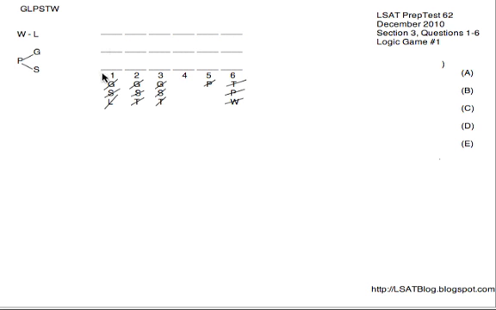Because W is before L, L can't be on 1, and W can't be on 6. And because P is before both G and S, G and S can't be 1, and P can't be 6 or 5. Because if P was 5 or 6, how could we have both of G and S coming after it? Now, I've laid out 3 different rows here because we can create 3 different main diagrams based upon the placement of the variable T. T can't be on 2, 3, or 6, so T will have to be on 1, 4, or 5. So I've got T on 1, T on 4, and T on 5.